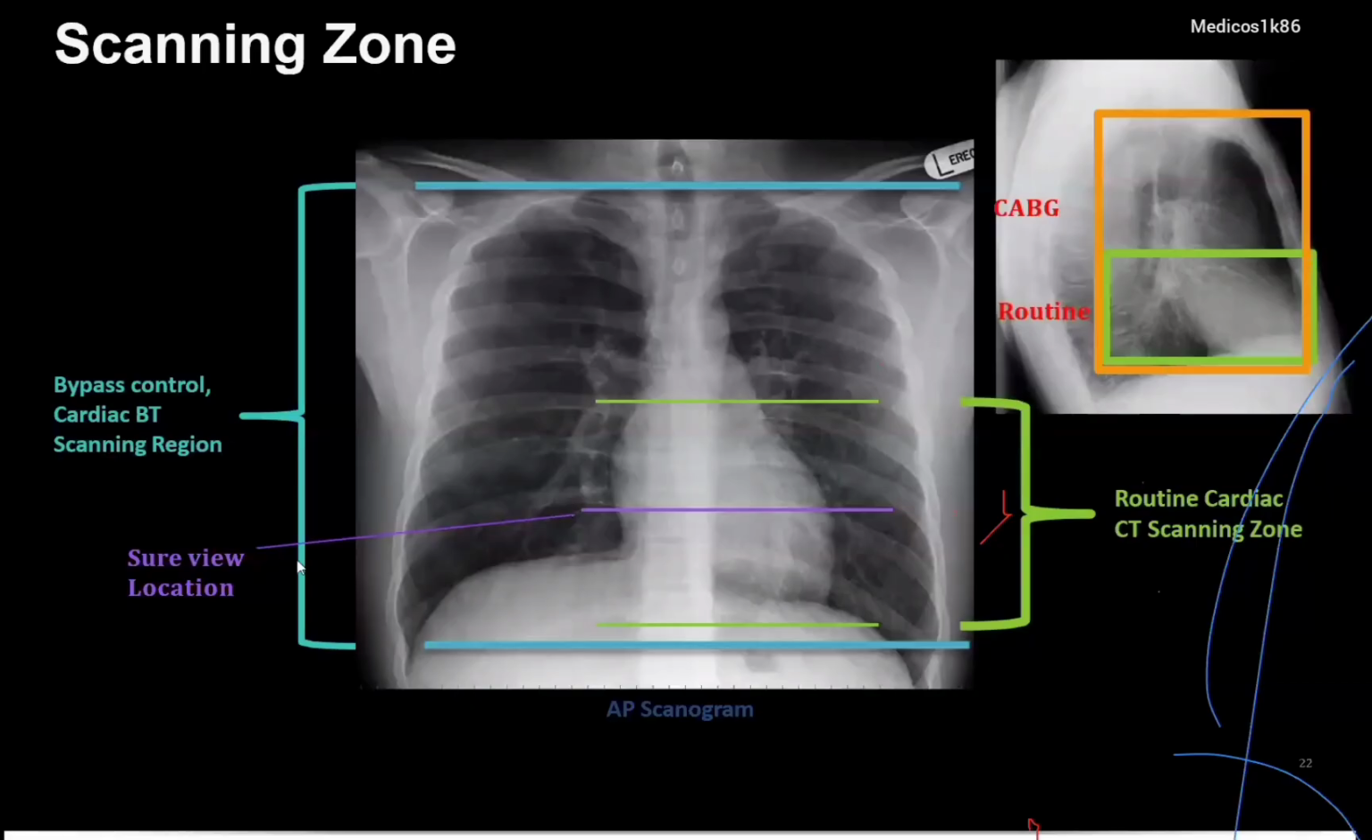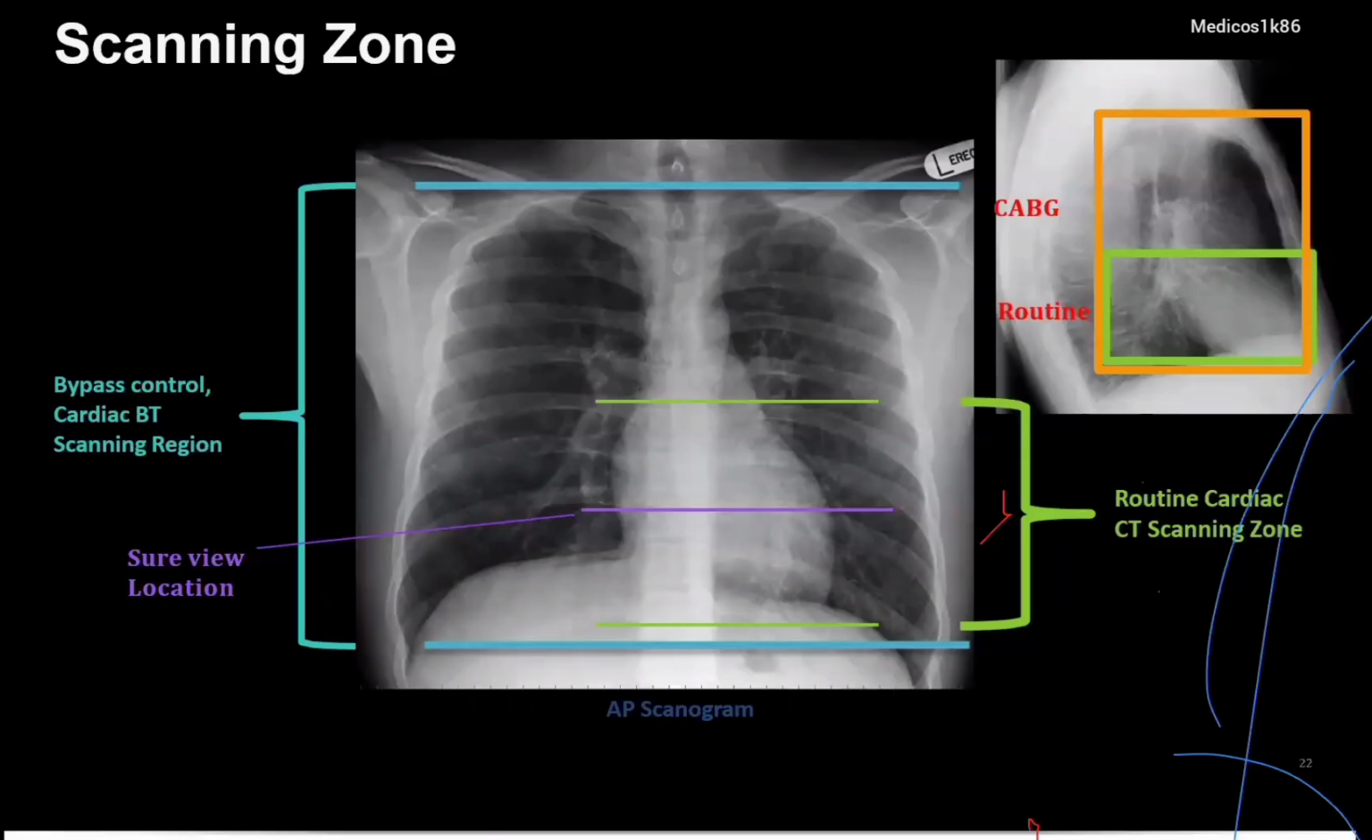Okay, and what is this sure view location? It is the localizer. It is called bolus tracking. Some companies call it smart prep, and some companies call it sure view location. You can keep it in the middle, and also you can keep it at the carina level. If you have the 4 centimeter detector system, most hospitals keep it at the carina level as a localizer, and you can keep the ROI on the ascending aorta or descending aorta.